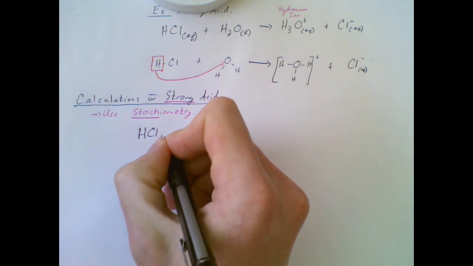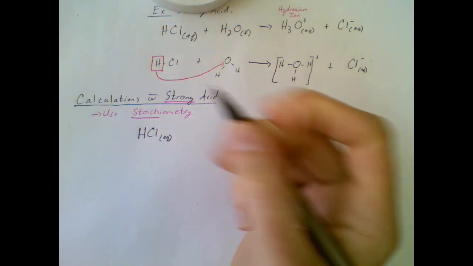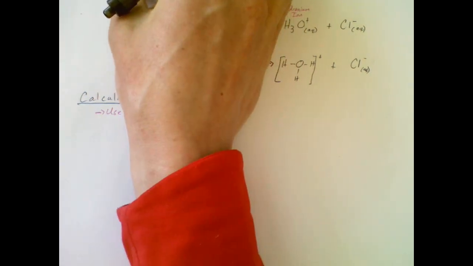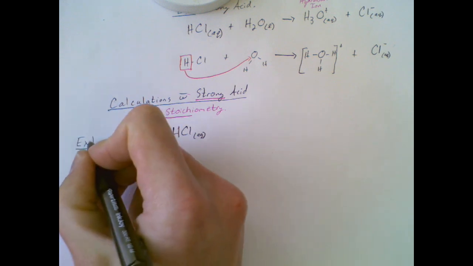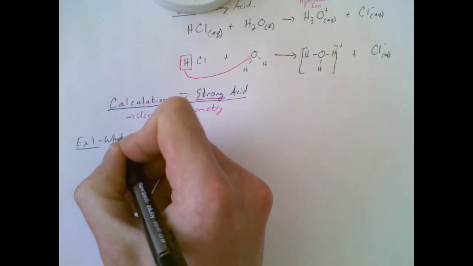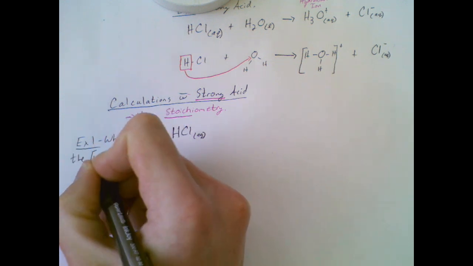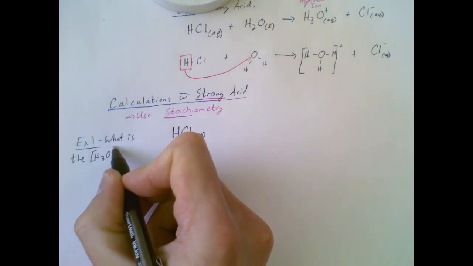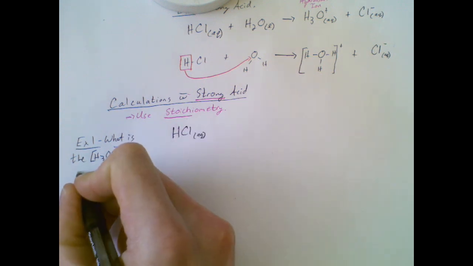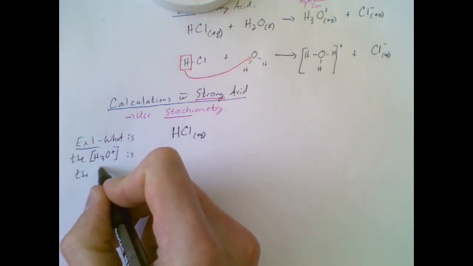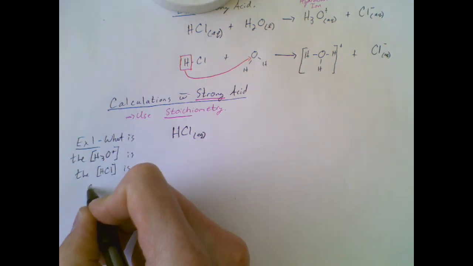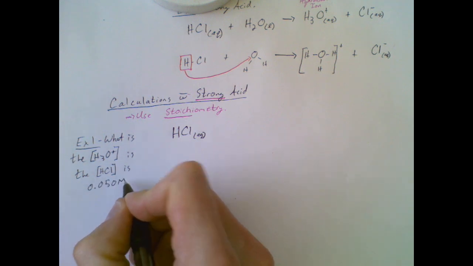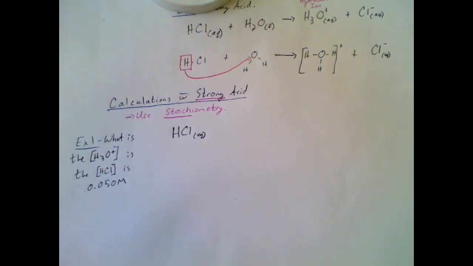So we have HCl. That's going to be my example here. Maybe I'll write the actual question over on the side for us so that you can see. In example number 1, we're going to say, what is the concentration of H3O+ if the concentration of HCl is 0.050 molarity. And I know I wrote that in a really tiny squished space, but that's the way it goes. Deal with it.